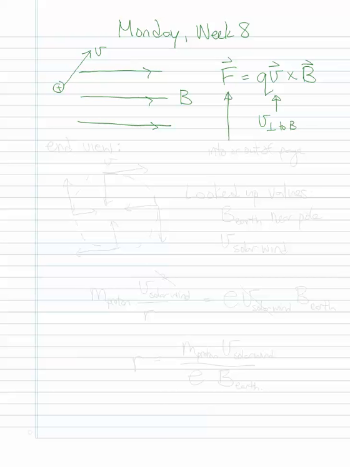So that means that in this case, since I've drawn my velocity vector into the page and my magnetic field into the page, my only two choices are into or out of the page. Because the B field and the velocity are both in the plane of the page, the force on this thing has to be perpendicular to that.